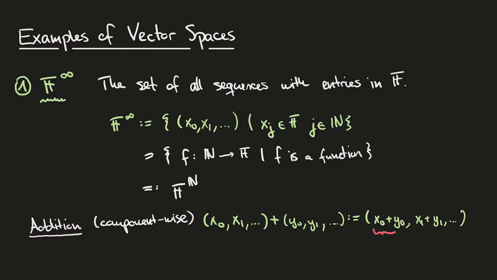Now we note that this definition makes sense because each of the elements x0 and y0 is an element of the field F, so we can form their sum in F and get another element of the field F.